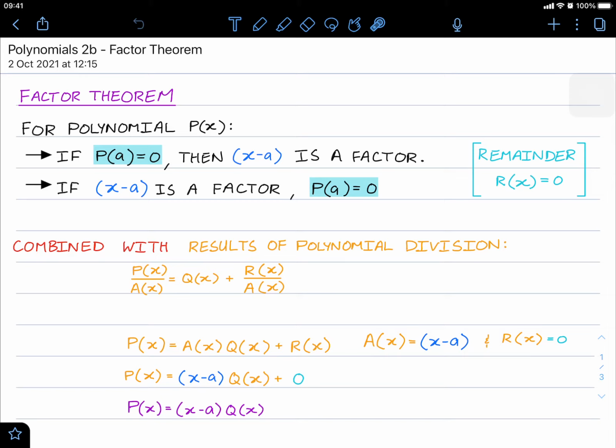Hello class, this is a continuation of polynomials. In this video we'll be looking at the factor theorem.